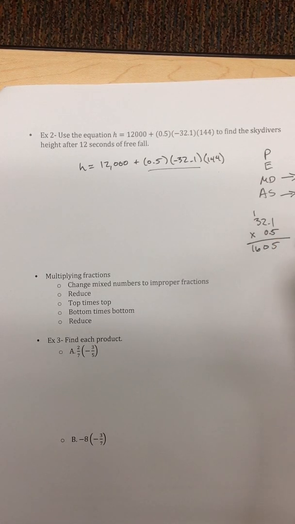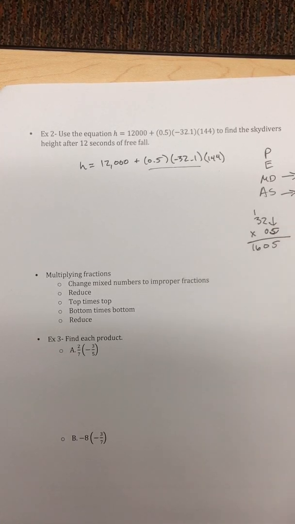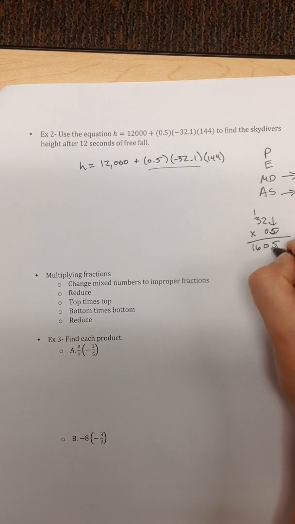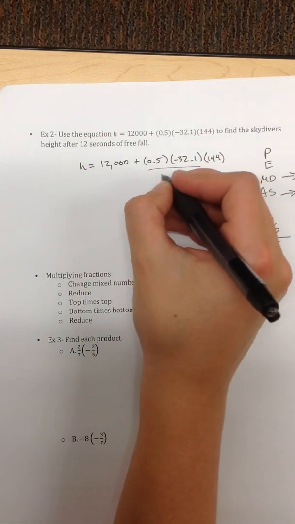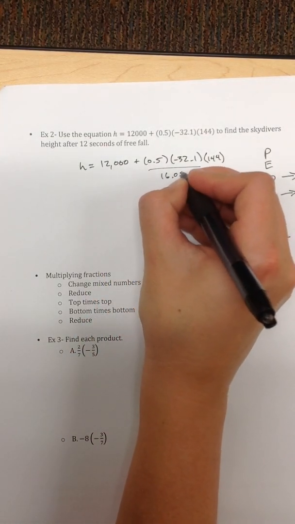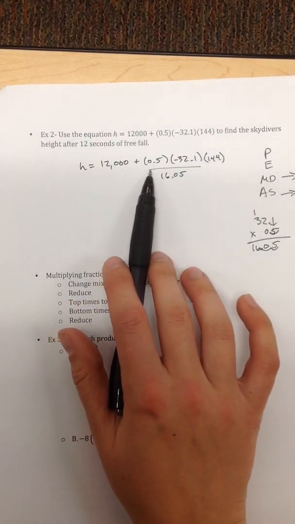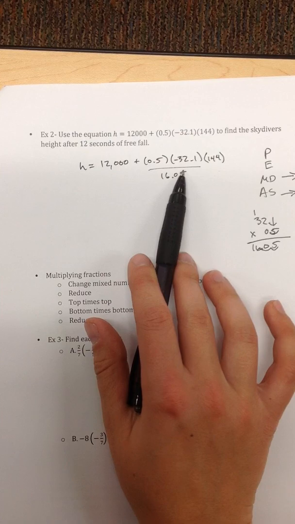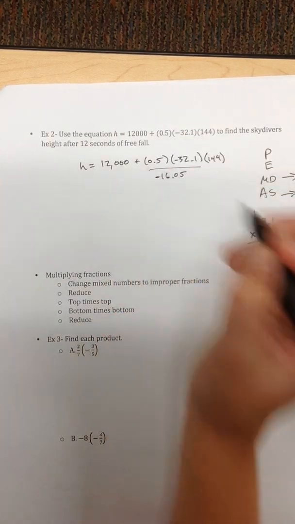And then here I'm going to look at my places. So I've got 1 decimal place there, 1 decimal place there. So total that's 2 decimal places. So I'm going to go over 1, 2, and end up with 16.05. So those two multiplied together was 16.05. Then I also need to look and go, okay, I've got a 0.5 that's positive and a 32.1 which is negative. So a positive times a negative ends up being a negative.